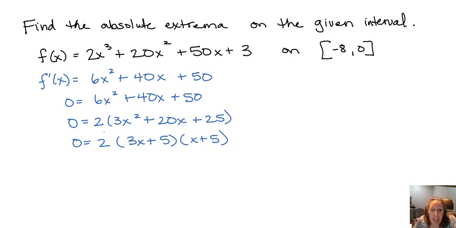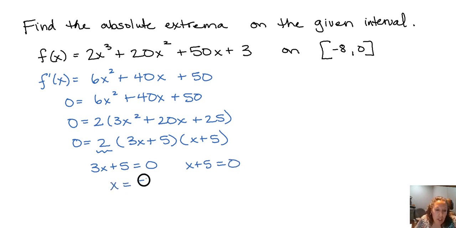Alright, we do not have an x on this first one. We didn't factor out a GCF of x out here, and so we will not have any critical values coming from this first factor of 2 because it will never be equal to 0. But our other two factors can be equal to 0, and so we'll set those equal to 0 and solve for x. We'll subtract 5 and divide by 3, and we get -5/3. And then on this one we subtract 5 and we get -5.